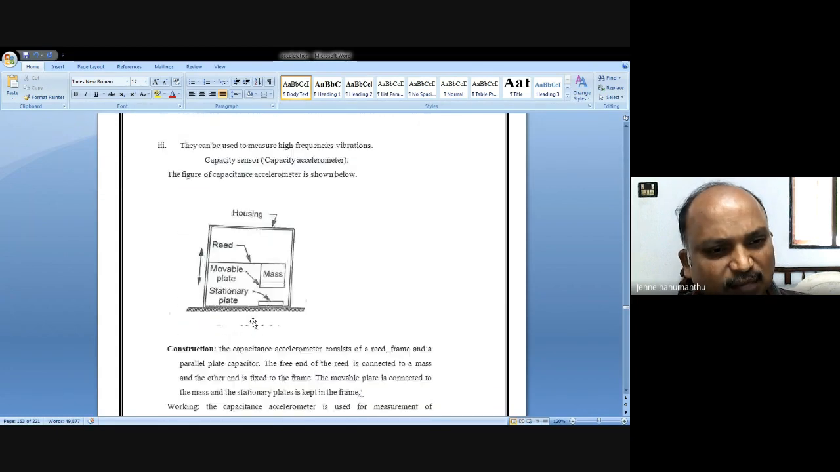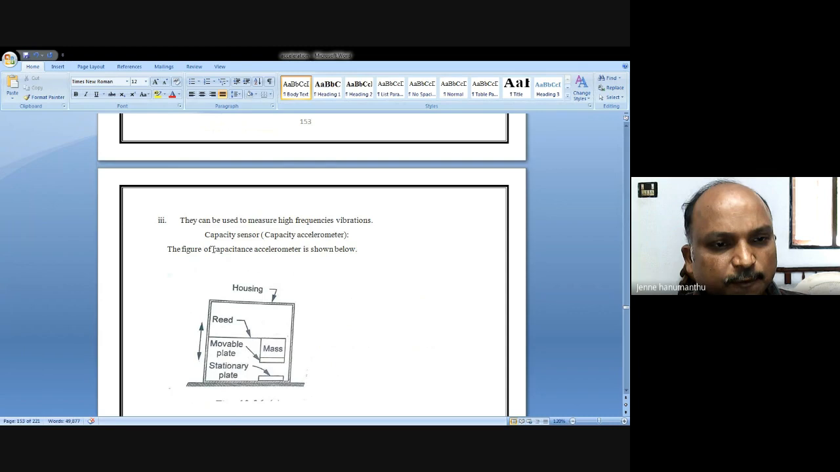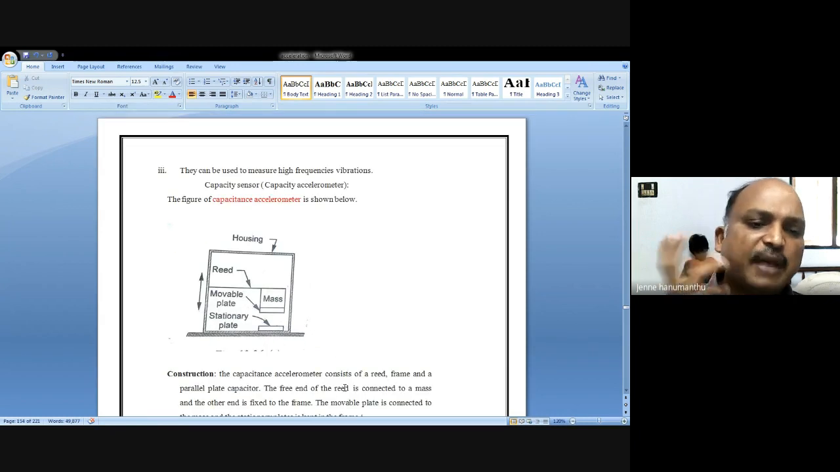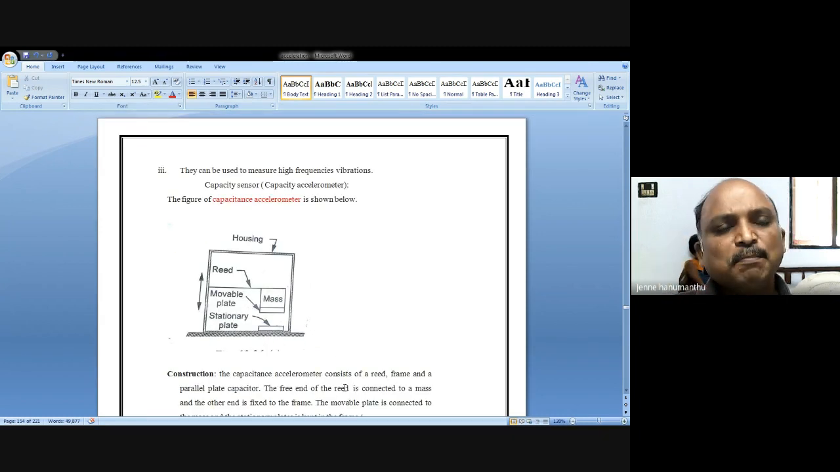But this diagram shows the capacitance type, the capacitance accelerometer. In the capacitance accelerometer, what is a parallel plate capacitor? It is nothing but plate 1 and plate 2 with a medium in between. The medium may be a dielectric medium, or otherwise it can provide some distance between the two plates.